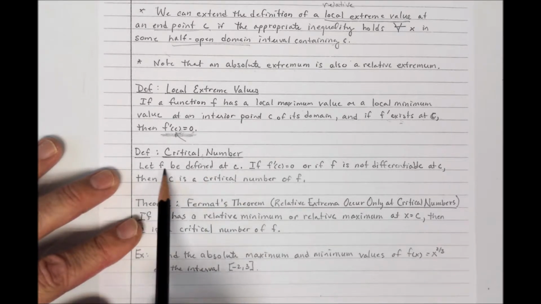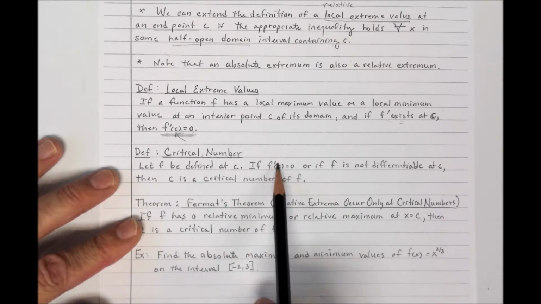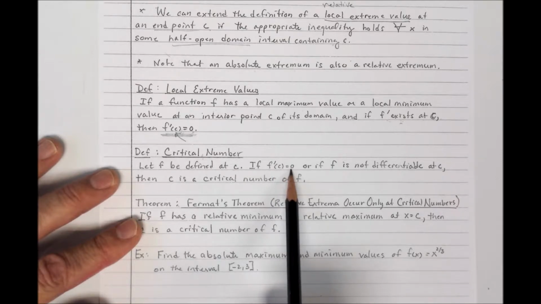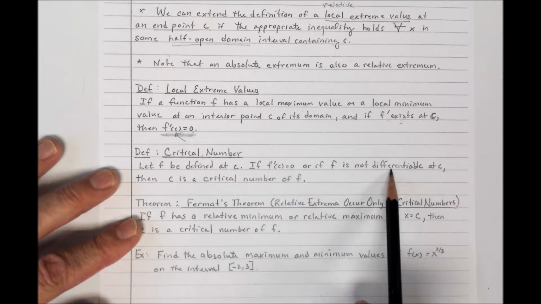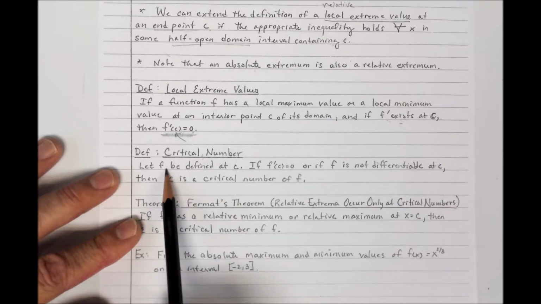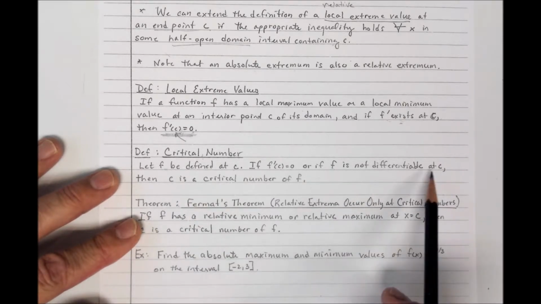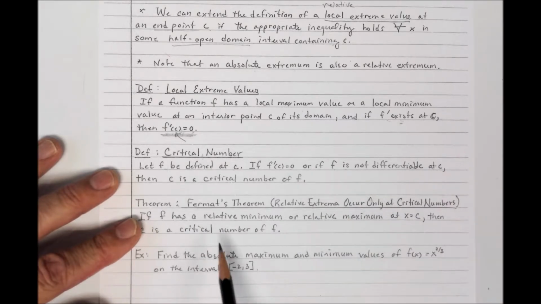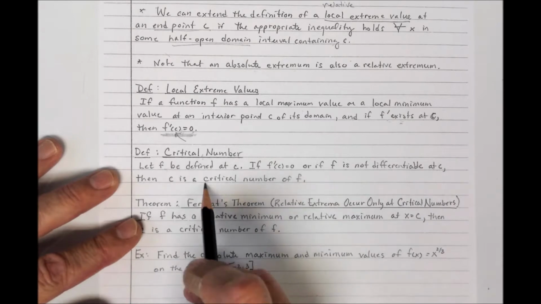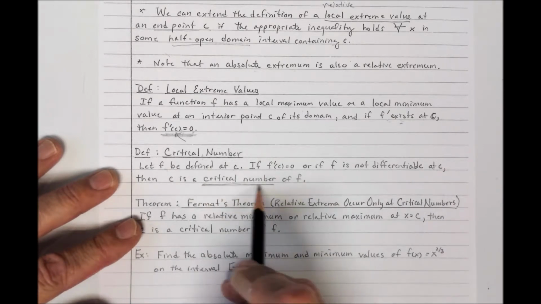Let f be defined at C. If f prime of C is equal to 0, or if f is not differentiable at C. Now the function is defined at C, but you can't take the derivative at x equals C. So the derivative is undefined, for example. Then C is a critical number. All right, really important idea.